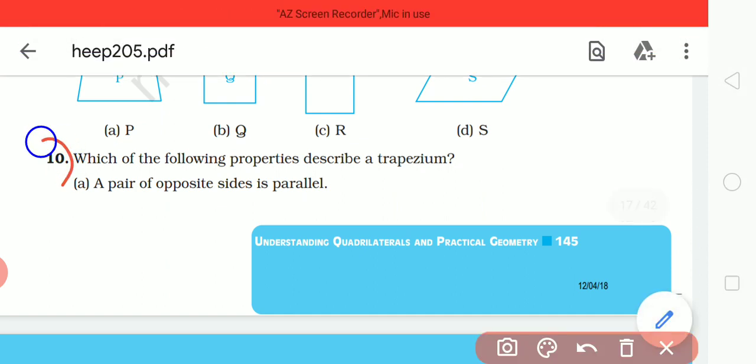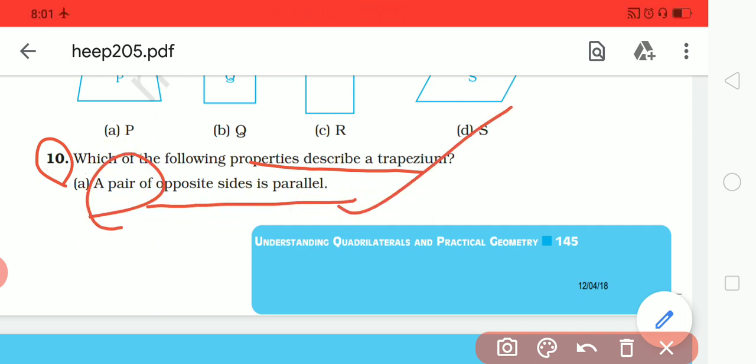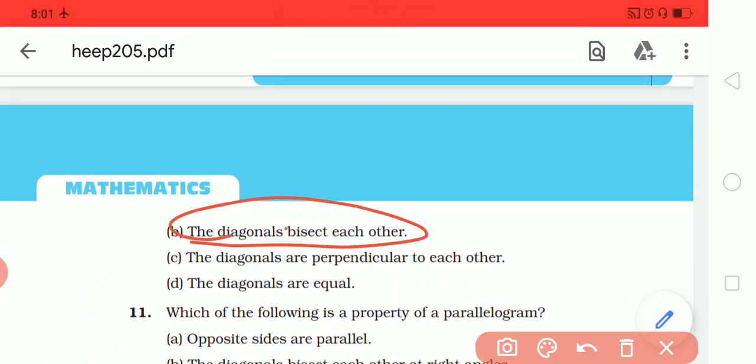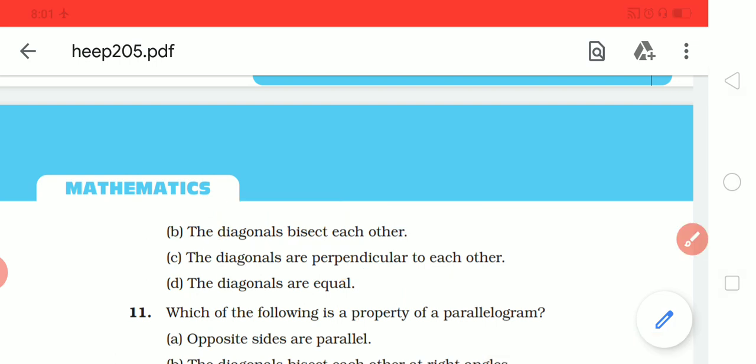Question number 10, which of the following properties describe a trapezium? A pair of opposite sides are parallel. One pair of opposite sides are parallel. Yes, it satisfies trapezium. The diagonals bisect each other. It doesn't. The diagonals are perpendicular. No, it is also not. The diagonals are equal. It is also not. Right. So first part, A, is the right answer.